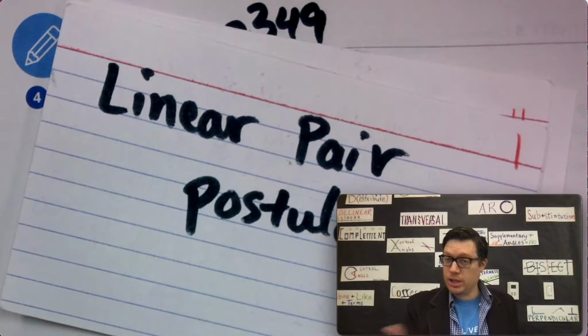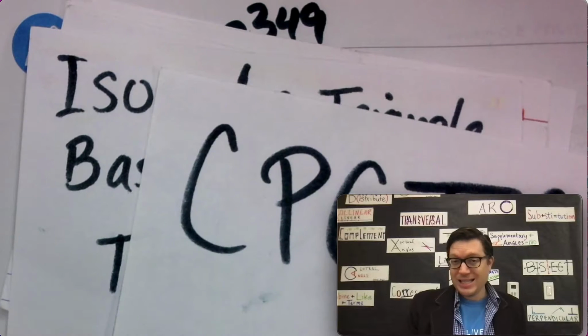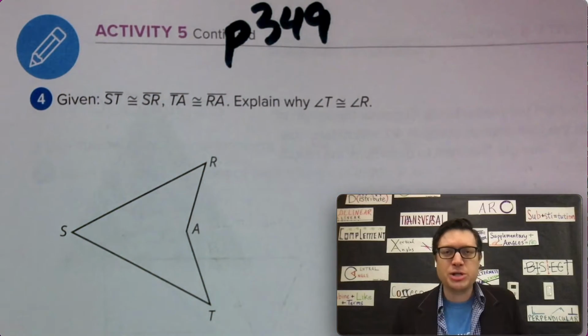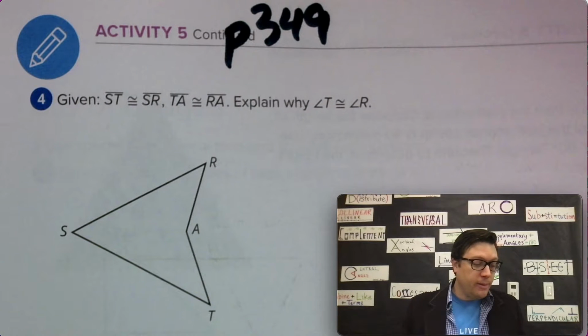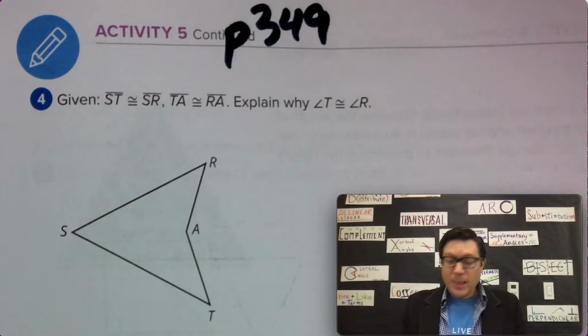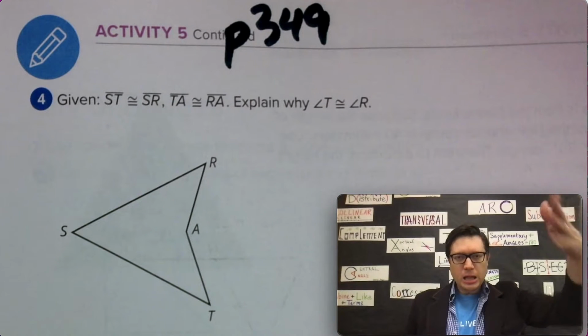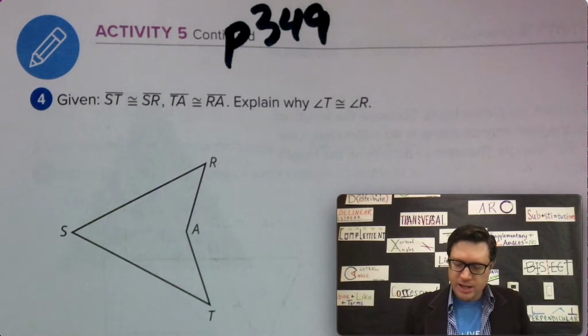Linear pair postulate, isosceles triangle base angles theorem, CPCTC. All of these are things we're probably going to be using in our notes for page 349. We're talking about solving problems with congruence, and so there are statements that we can make that will then tell us information. Let's try it with number 4 off of this page.